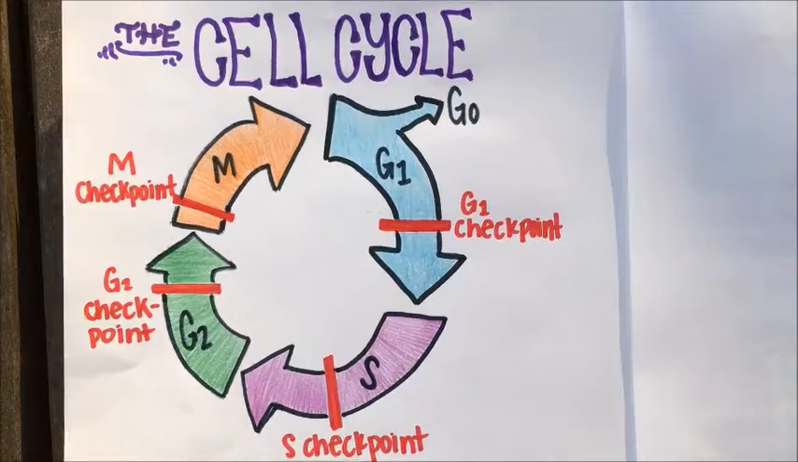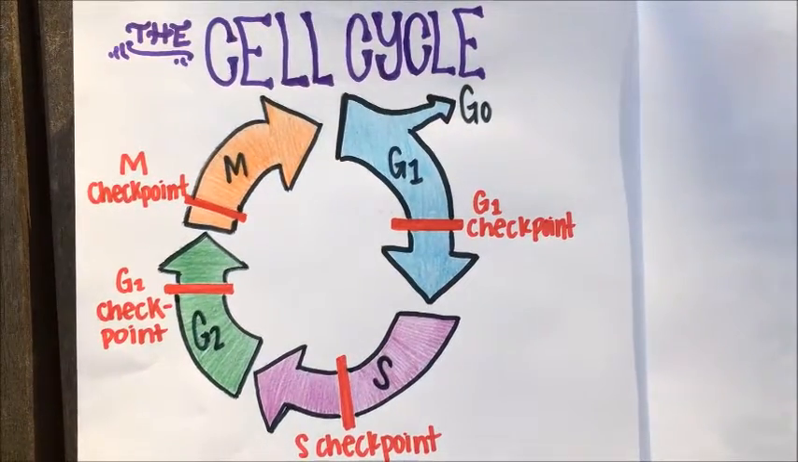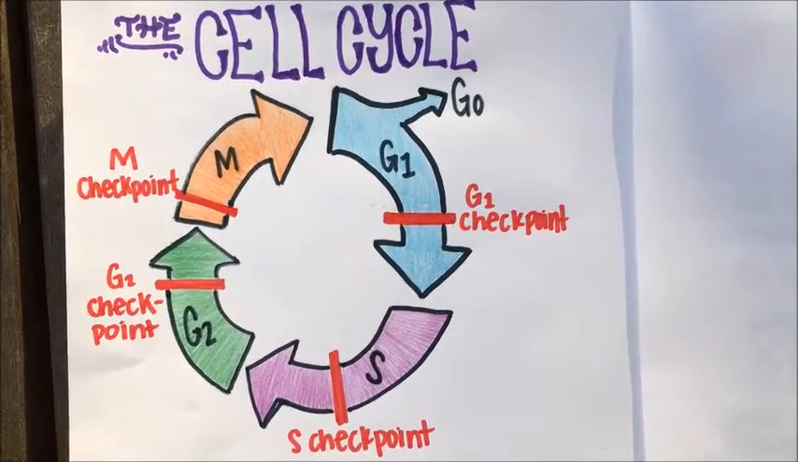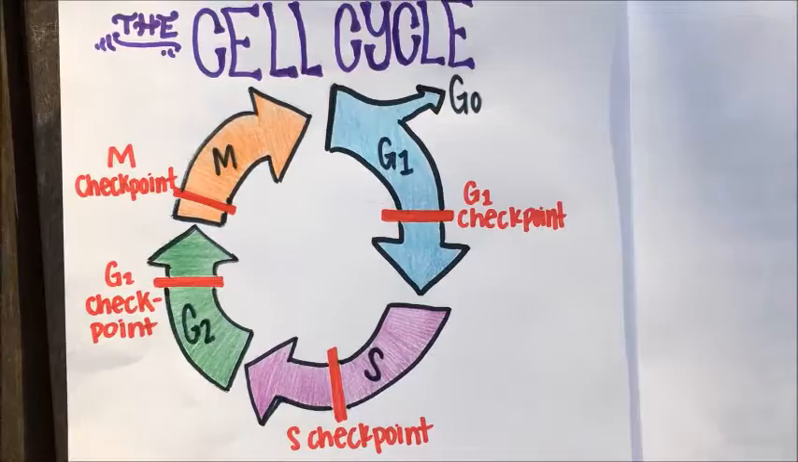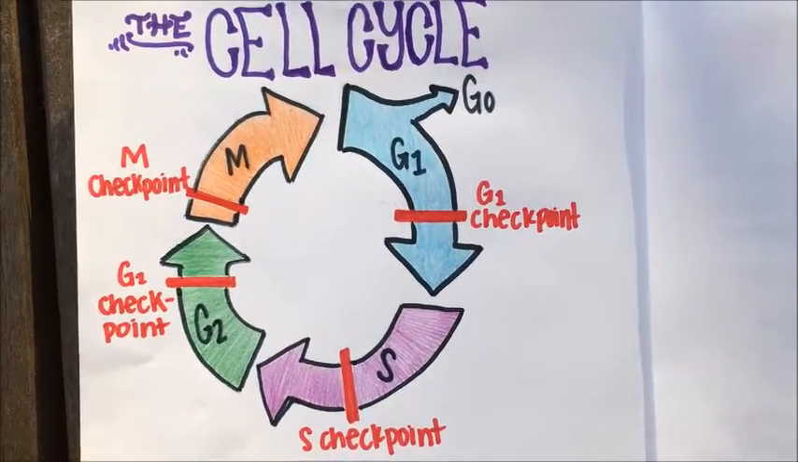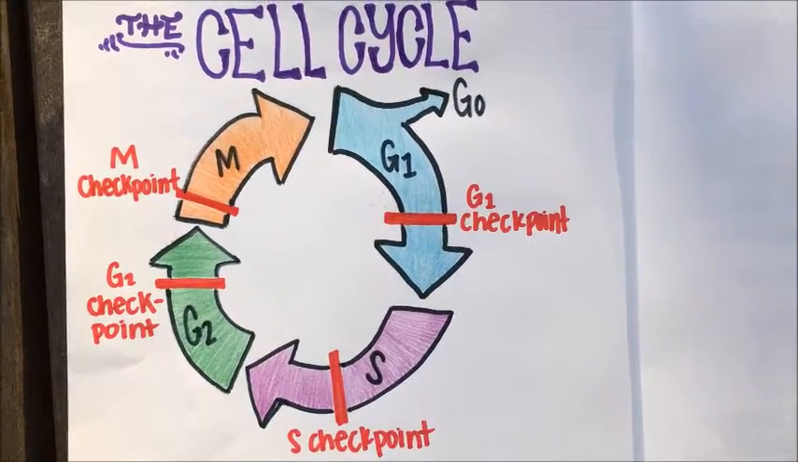After it has passed the G2 checkpoint, it moves on to M phase, which is mitosis, where the cell actually divides and the two daughter cells enter back into G1 phase. There are many different things that regulate the cell cycle, and the main ones occur at the checkpoints throughout the cycle.